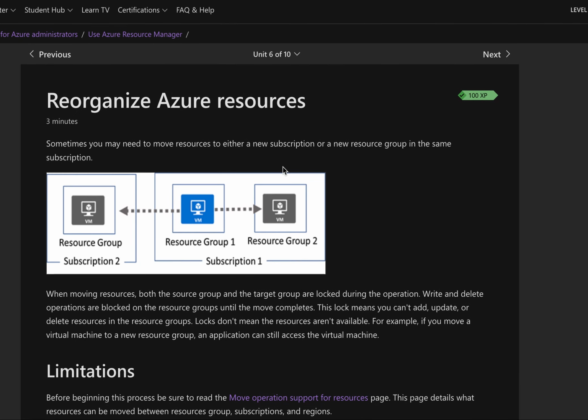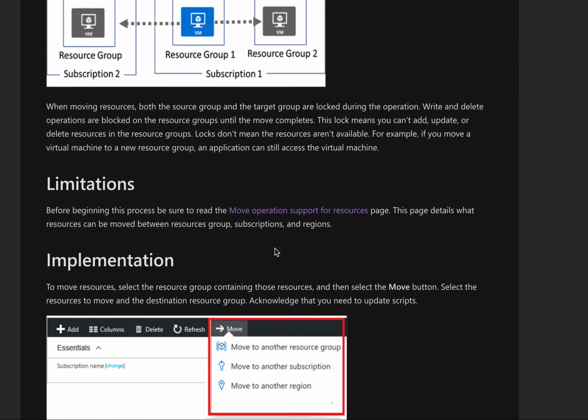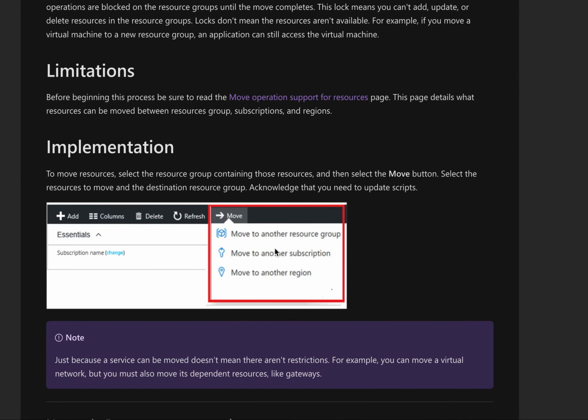All right, so I think that's all there is about reorganizing Azure resources. That means moving resources from one resource group to another. So we have a general idea of what can be moved and what can't be moved between subscriptions or regions, and also know the steps on how to move resources from one resource group to another resource group.